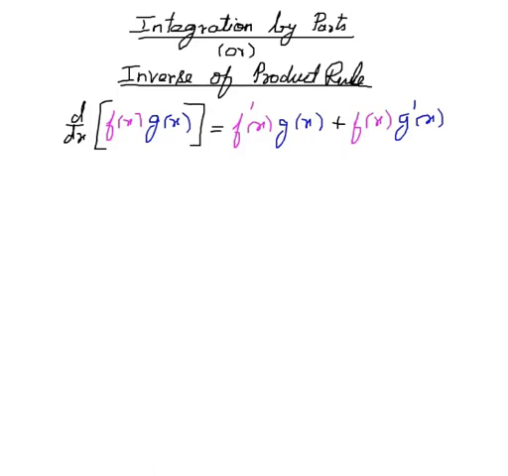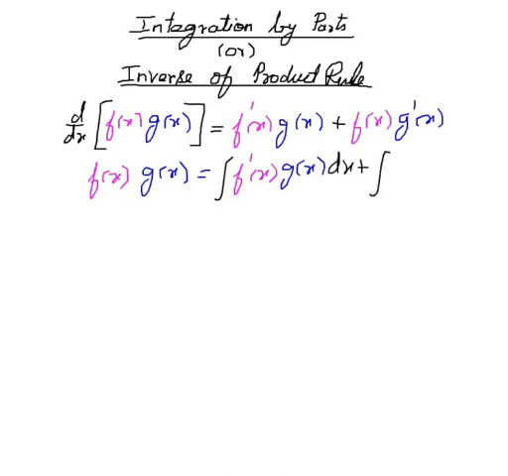Let us integrate both sides. Integration and differentiation will get cancelled. Therefore, the left hand side becomes f of x times g of x is equal to integral f dashed of x multiplied with g of x dx plus integral of f of x times g dashed of x dx.